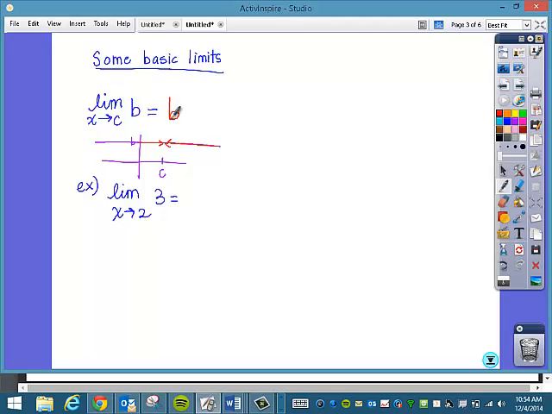So an example of this would be, what's the limit as x approaches 2 of 3? If we graph it, x is approaching 2, but this is a constant y value of 3. So as x approaches 2 from the left, y is approaching 3. As x approaches 2 from the right, y is approaching 3. So the answer is 3. If you're taking the limit of a constant, just a number, it's just the number. So the limit as x approaches 2 of 3 is just 3.